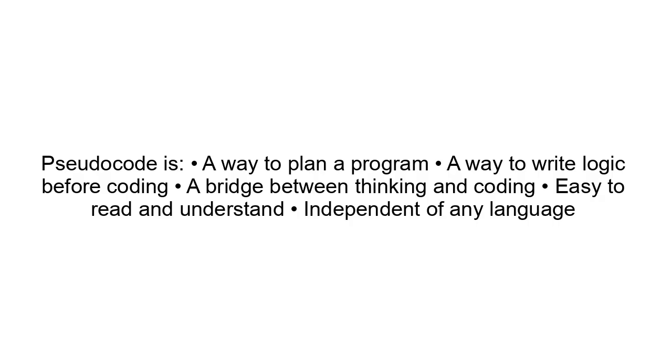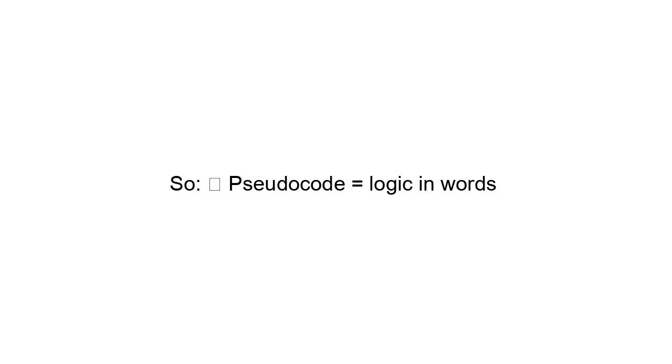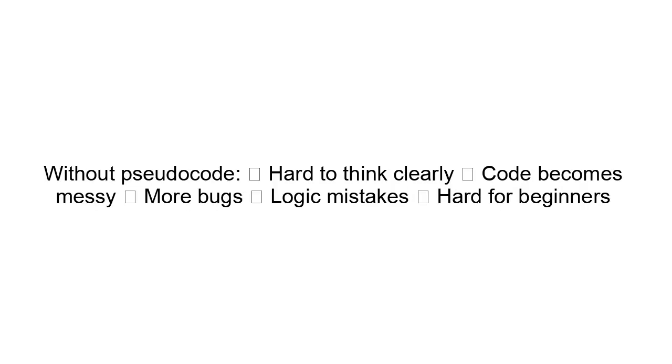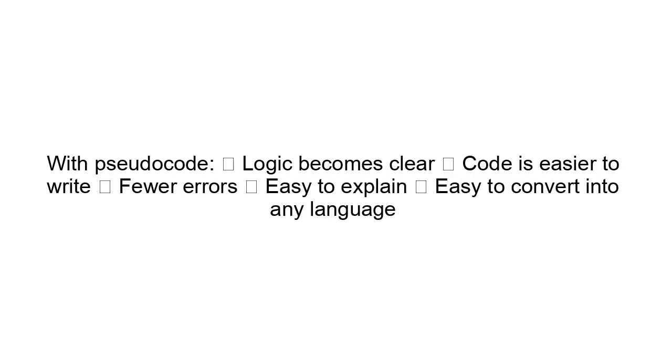Why it matters. Without pseudocode, it's hard to think clearly, code becomes messy, there are more bugs, more logic mistakes, and it's hard for beginners. With pseudocode, logic becomes clear, code is easier to write, there are fewer errors, it's easy to explain, and easy to convert into any language.